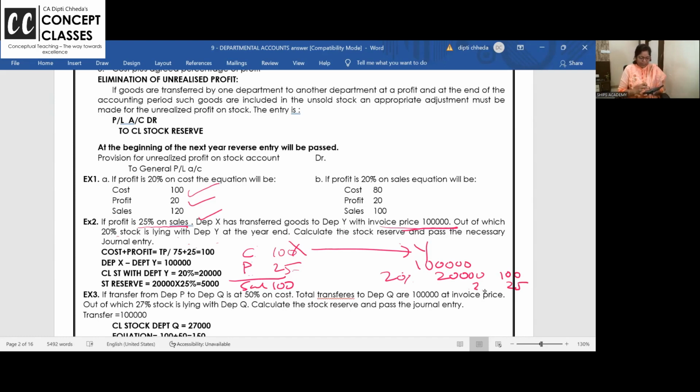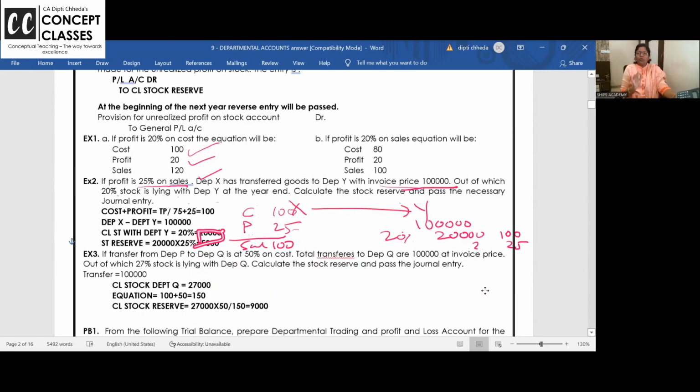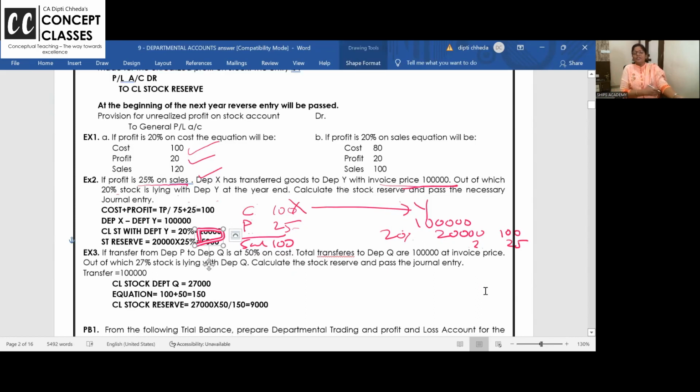20,000 into 25 divided by 100. कितना आ रहा है? 5,000. Are you all getting? Take this problem in your notebook. Pause the video. So many times students do everything correct. Stock reserve ही नहीं समझ में आ रहा तो stock reserve तो clear ही है.